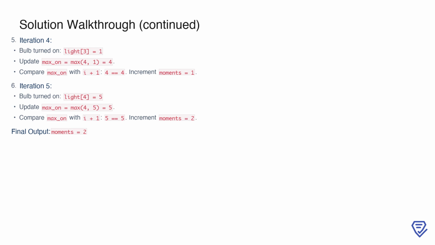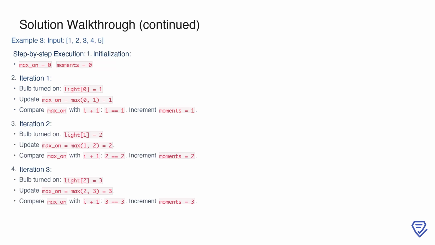Then, in the fifth and final iteration, bulb 5 is turned on. Here, max_on becomes 5, and it now equals i plus 1, which is also 5. This indicates that all bulbs from 1 to 5 are blue. We increment moments to 2. The final output for this example is 2 moments where all bulbs up to the highest turned on bulb are blue.